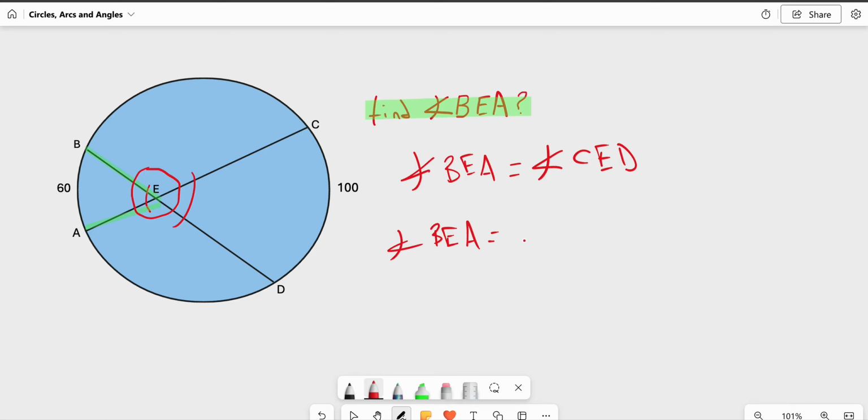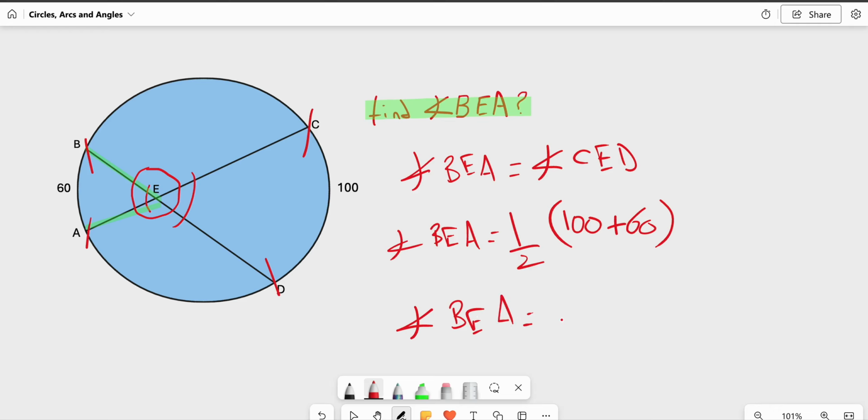And angle BEA is equal to half the two arcs intercepted, which is this one CD, which is 100, plus the other arc, which is this one AB, 60, divided by 2, right? So this angle BEA is equal to how much? 160 divided by 2, 80 degrees. This angle is equal to 80 degrees.